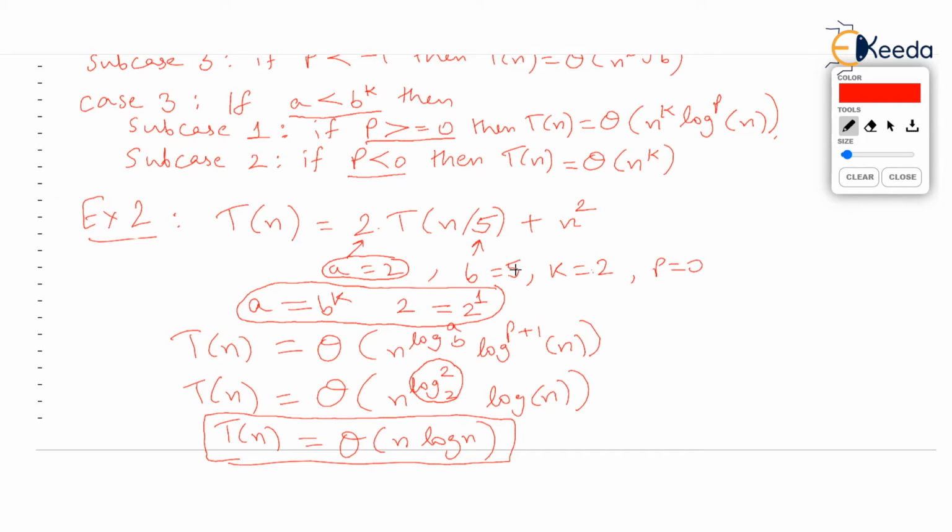And the value of p, remember the next term here, log raised to p of n. Clearly p is 0 because that will be log raised to 0, and anything raised to 0 is 1. So the log term is missing. So p is 0. Now which case arises over here? You observe in this situation, a is less than b raised to k, because a is 2 and this 2 is less than b raised to k, meaning 5 raised to 2.